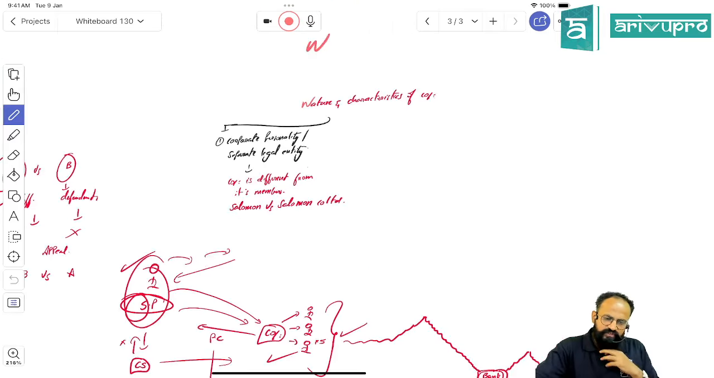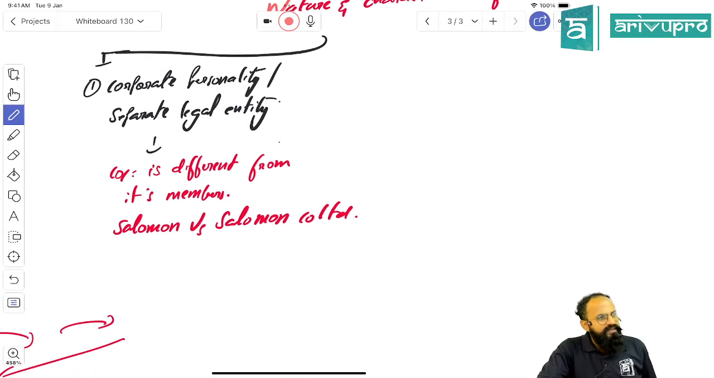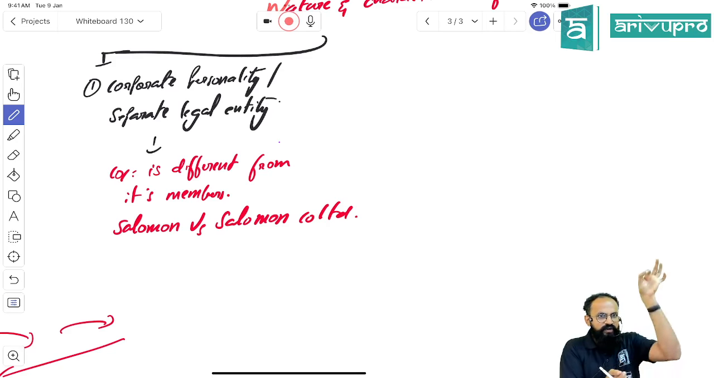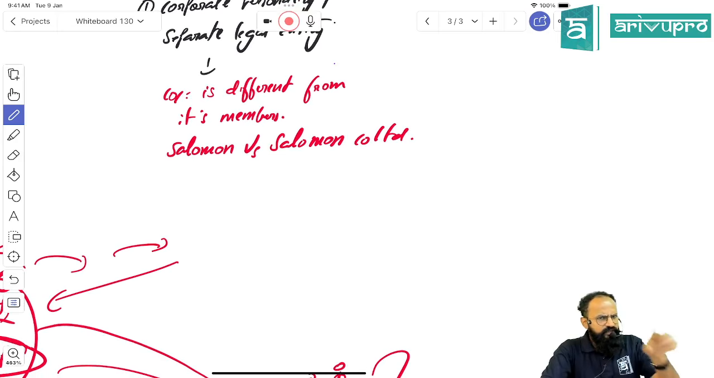So that is this corporate personality or separate legal entity. And remember, whenever a company is formed for a fraudulent or improper purpose, the separate legal entity concept will fade away. There will be something called lifting of the corporate veil, and whoever is the fraudulent person will be held liable. Is it clear to all of you? The case law is there in your book.